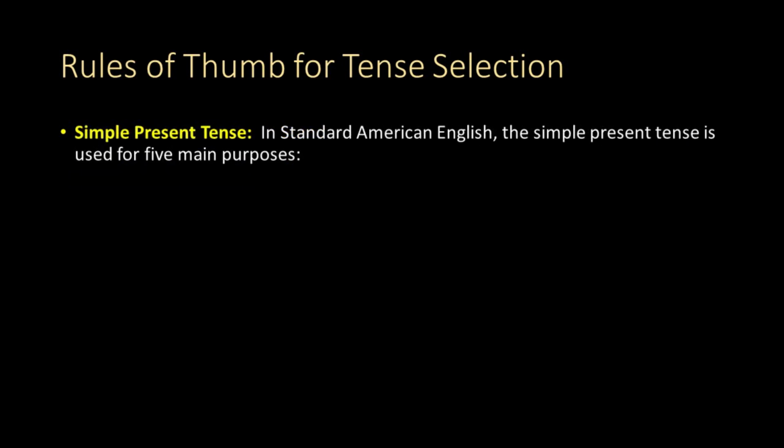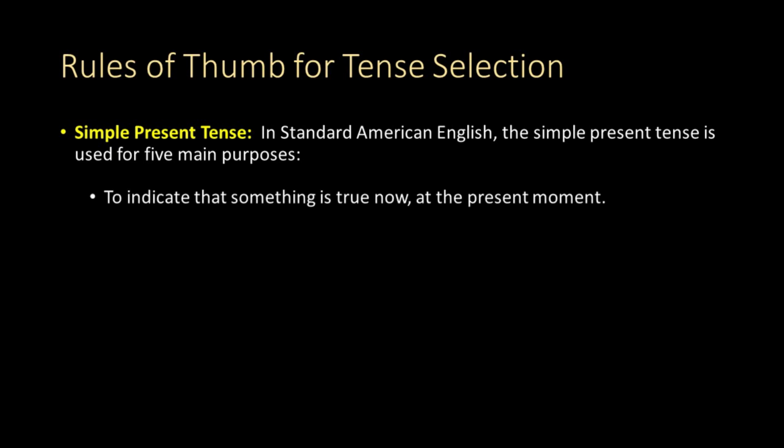Regarding the simple present tense. In standard American English, the simple present tense is used for 5 main purposes. 1, to indicate that something is true now, at the present moment. 2, to imply that something is a relatively timeless fact.